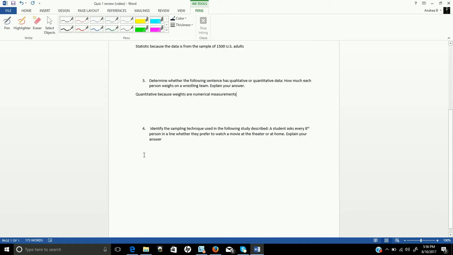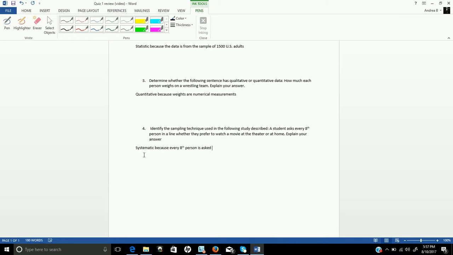And then the last type here is to identify the sampling technique that's used here. So in this case, we had that a student asked every 8th person in line whether they prefer to watch a movie in theater or at home. Since they're asking every 8th person, that would mean that you're dealing with a systematic sampling. And one way you could explain that is because every 8th person is asked.